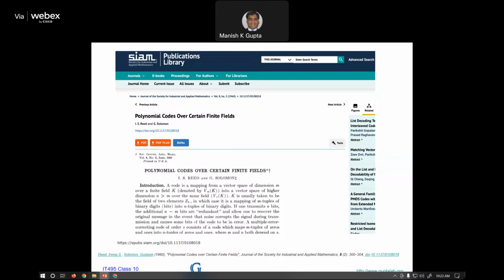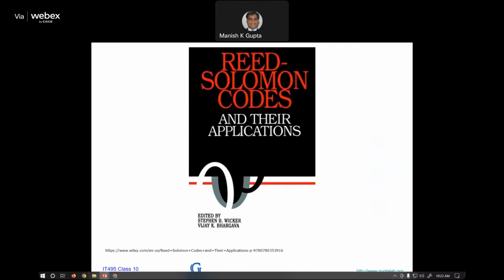I would suggest you look at this paper, or this book, by Vijay Bhargava and Stephen Wicker, Reed-Solomon Codes and Their Applications. If you really want to understand the storage business, this code and a couple of variations are given in this book, including the first paper about polynomials over certain finite fields, that original paper on polynomial evaluation.